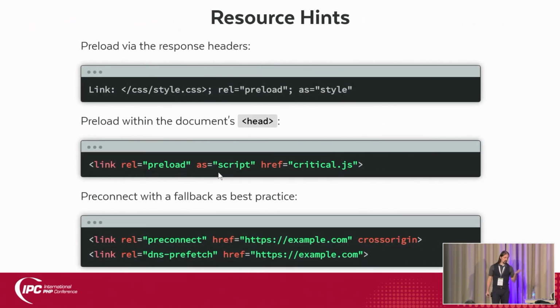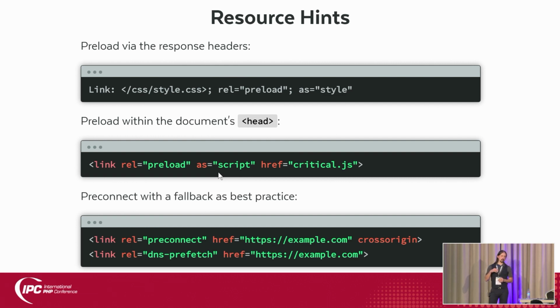With the resource hints, you can do them either in the headers. That is the earliest that you can communicate with the browser. So you can do a link entry in the response headers, but most of the time you will end up doing them as link tags in the document's head element. So here you can see an example of a preload, how that looks. You preload as a script, so that "as script" tells the browser what type of resource that is supposed to be.